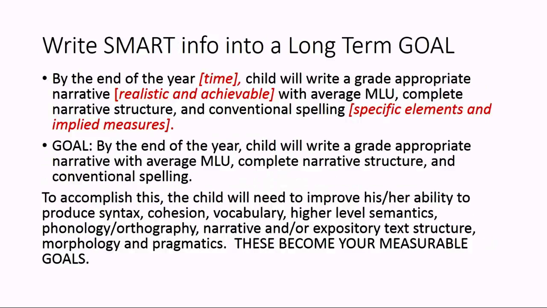Okay. By the end of the year, a child will write a grade-appropriate narrative with average MLU, complete narrative structure, and conventional spelling. So it's another long-term goal. To accomplish this, the child will need to improve his or her ability to produce syntax, cohesion, vocabulary, higher-level semantics, phonology, orthography, narrative or expository text structure, morphology, and pragmatics. So once again, these become your measurable goals.